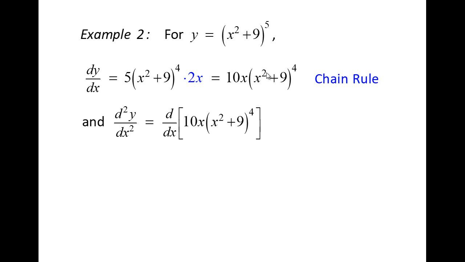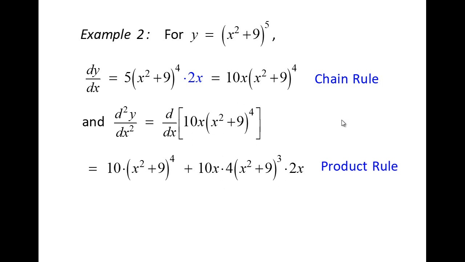So the second derivative would be the derivative of the first derivative, which is this. By the product rule, we get the derivative of the first, 10, multiplied by the second factor, plus the first factor 10x multiplied by the derivative of the second factor. The derivative of the second factor, again by the chain rule, would be 4(x² + 9)³ multiplied by 2x.